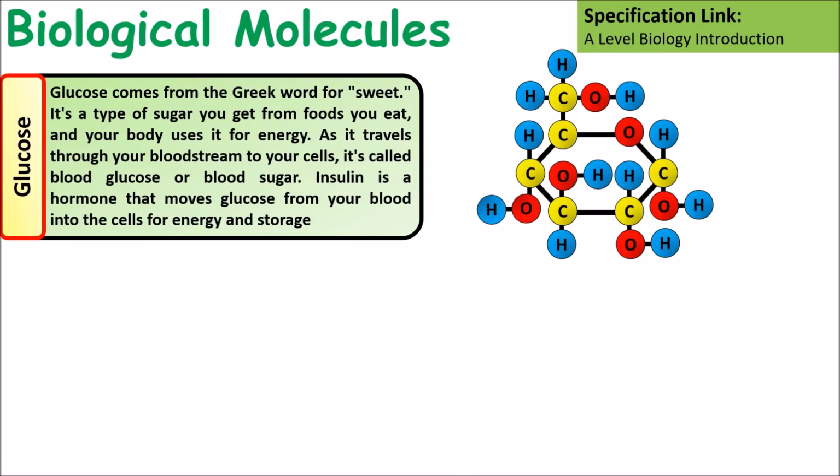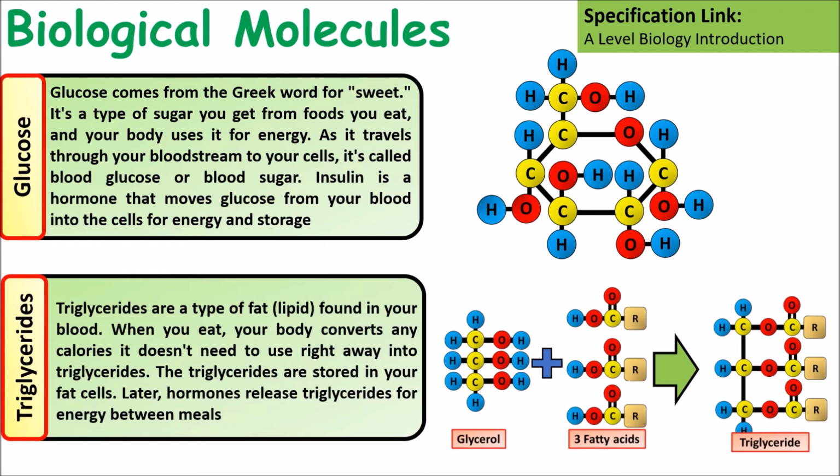Glucose, which comes from the Greek word for sweet, is a type of sugar you get in foods and is used by the body in respiration. It travels through your bloodstream to your cells and can be stored in the liver when the pancreas produces insulin.